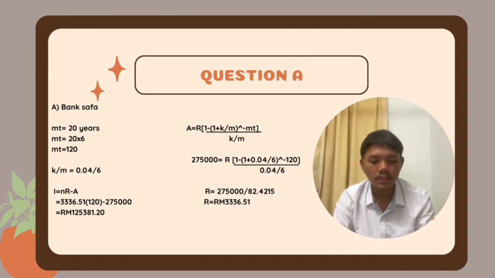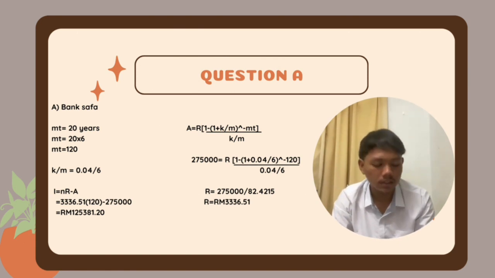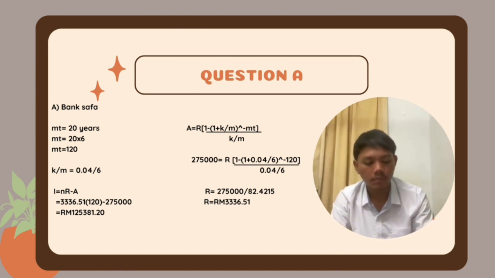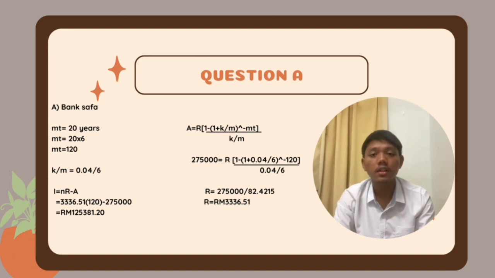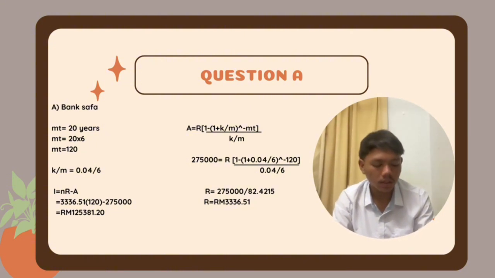Then we have to find the interest paid for Safa Bank. We insert the numbers in this formula first. 3,336.51 multiplied by 120, then minus 275,000, and we will get the answer. The last answer is 125,381.20.